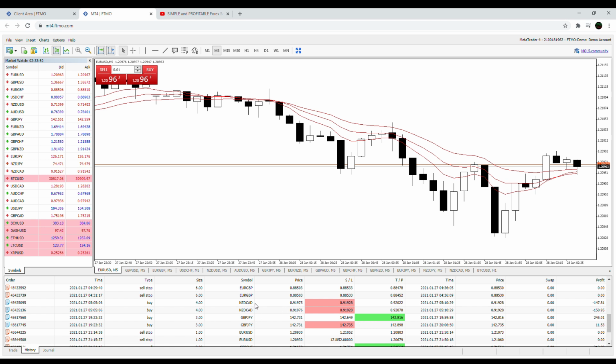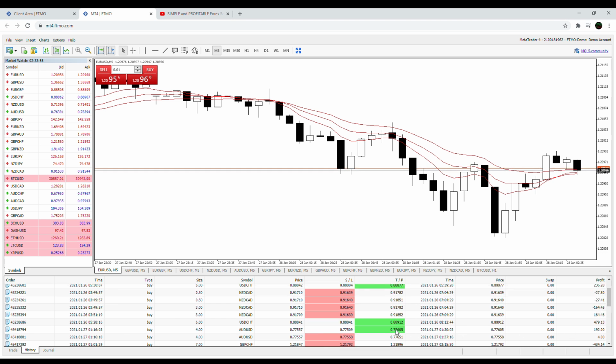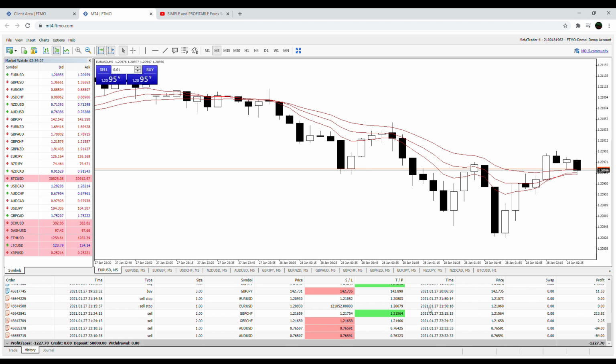This one was an outright loss. Let's see, we got an outright loss. This one hit both profit targets. That was the only time it hit both. This one, outright loss. I believe this one hit just the first profit target. This one hit just the first profit target. So lots of outright losses.